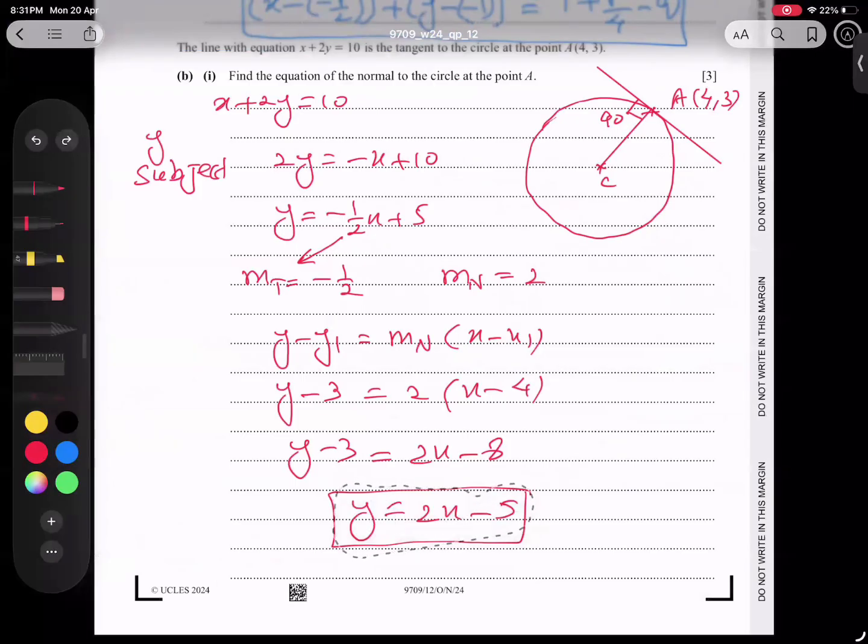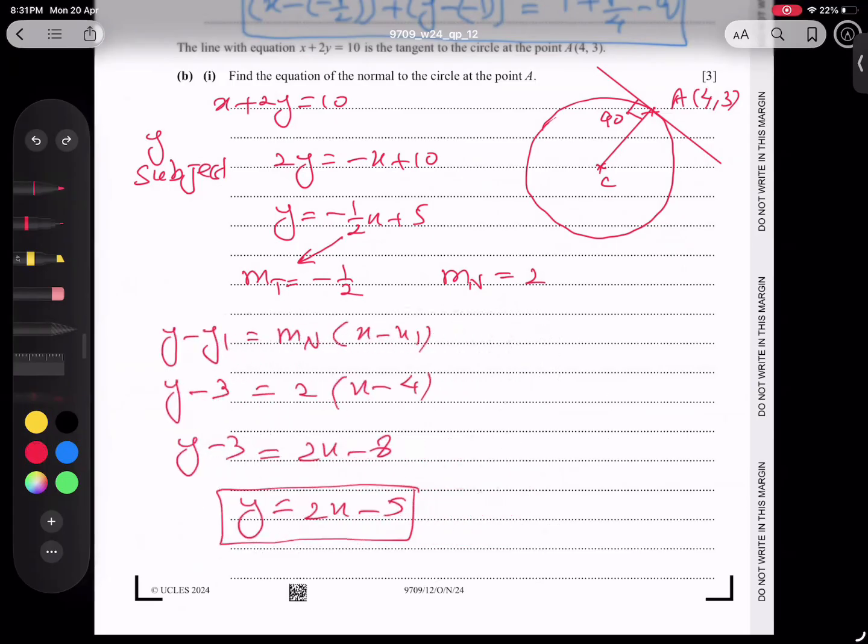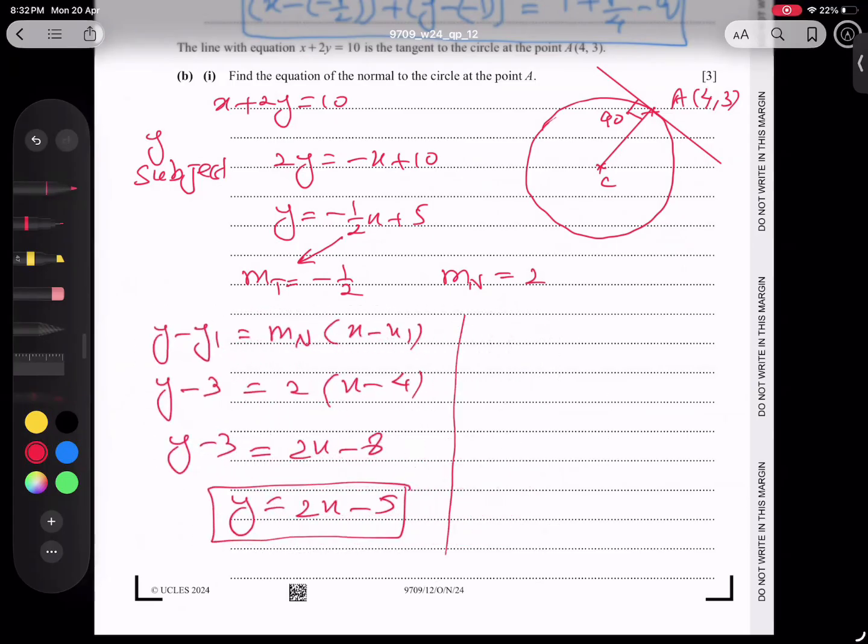Or wait a minute, I think I can try here. Otherwise, I can bring on the next page. No problem at all. So I can say here, as the center lies on the normal equation.